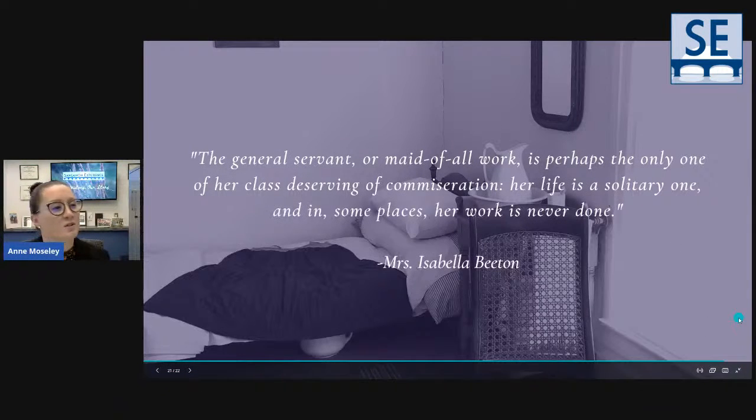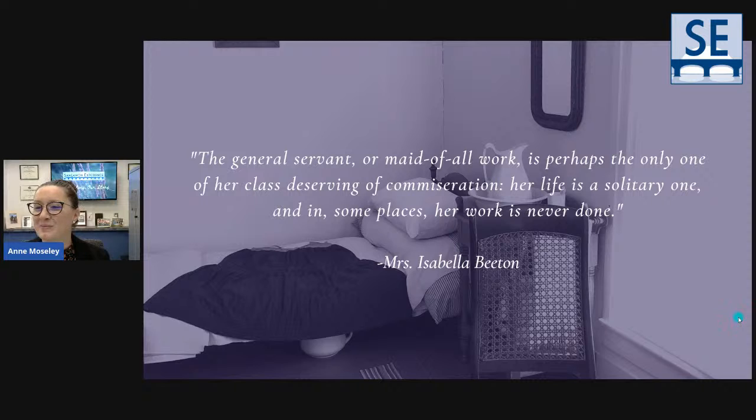So I'll leave you with this quote. If you have any domestics in your lineage, this is something that I think can really encourage you. The general servant, or maid of all work, is perhaps the only one of her class deserving of commiseration. Her life is a solitary one, and in some places her work is never done.